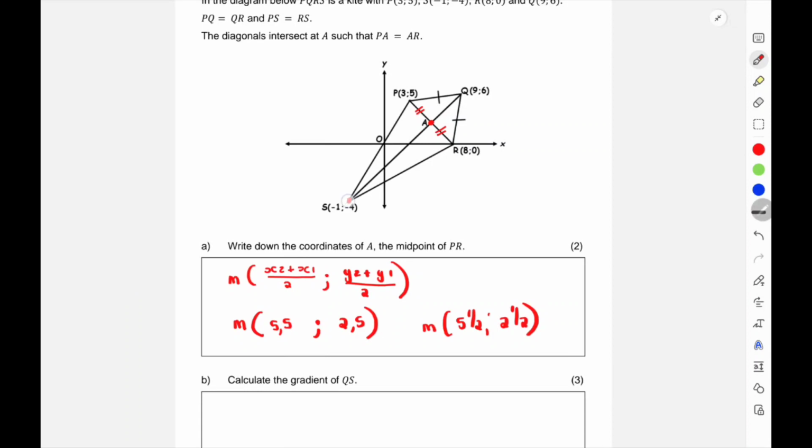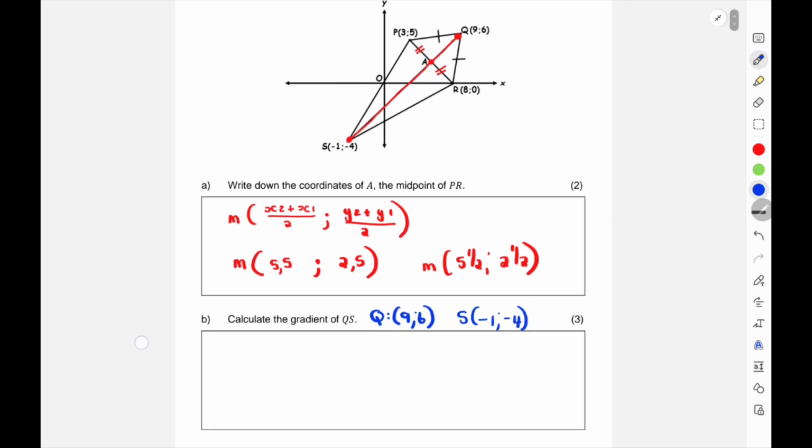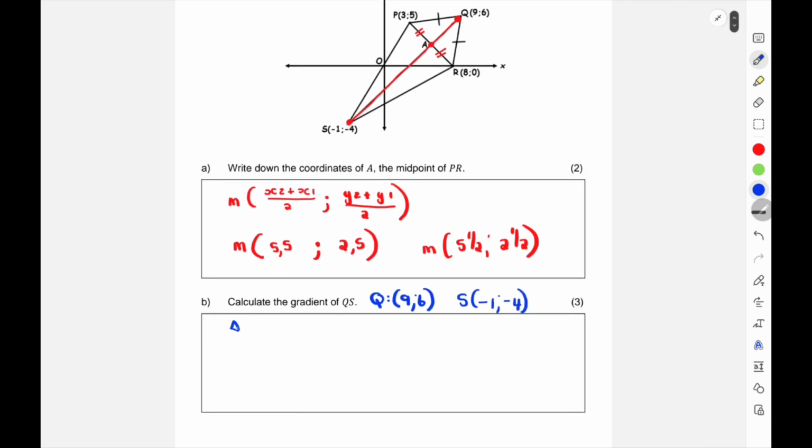So QS over here. I like to always write down the coordinates that I'm working with. So Q is (9; 6), and S is (-1; -4). And the gradient is the change of y over the change of x. Let me just write the complete formula. On your formula sheet, they will tell you m is equal to y2 minus y1 over x2 minus x1.